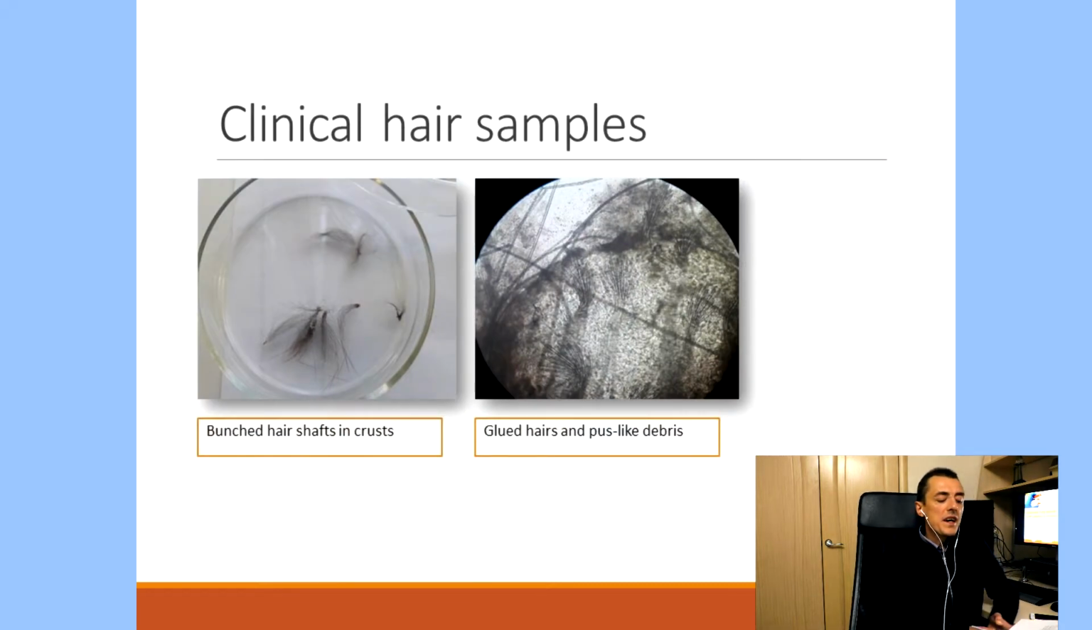Here we can see the hair samples from affected sables. We can see that hairs are glued in bands with crusts, and on microscopy abundant pus-like debris is observed. These features indicate the presence of intensive inflammation in affected sites of damaged skin. Next slide, please.